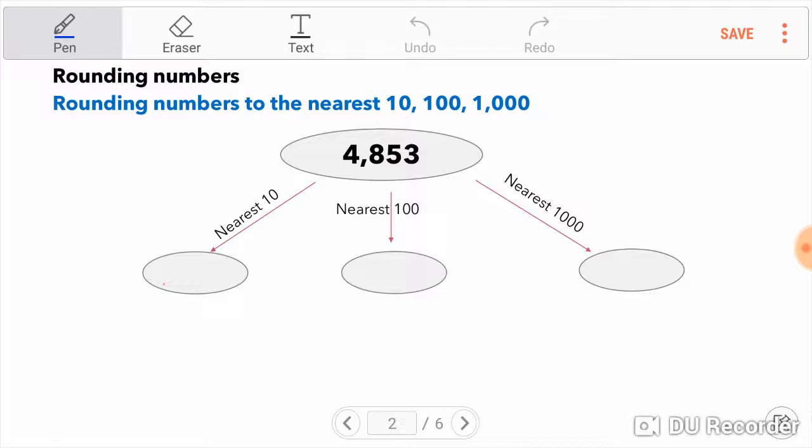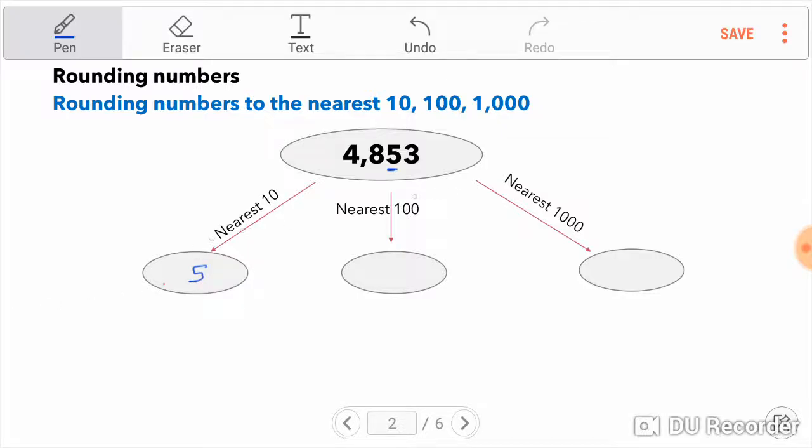Rounding number to the nearest 10. We first need to identify the digit in the 10 column, which is 5, and then we look at the value of the next digit to the right. Since that digit is 3, which is less than 5, we round down. That means we keep the 5 as it is.